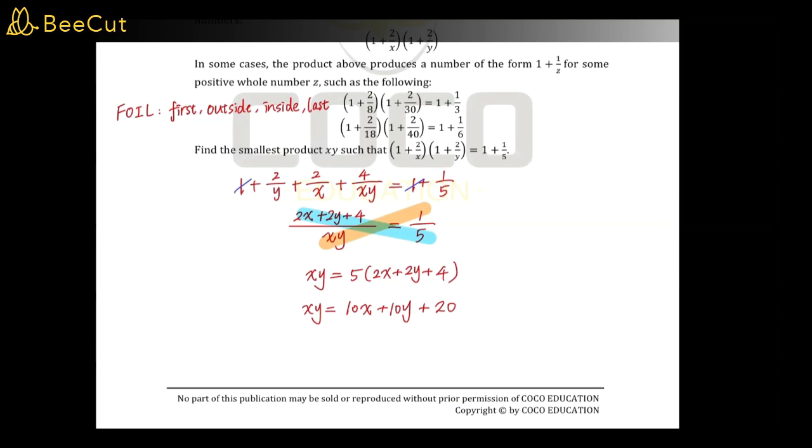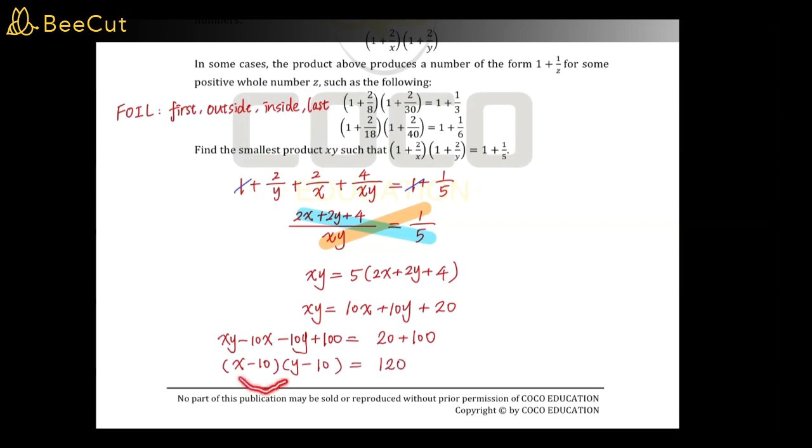Right, so we need to rearrange the numbers. Let's place the 10x and 10y on the other side. So xy minus 10x minus 10y equals 20. Now I'll add another term, 10 times 10. So I'll add a 100 here, add a 100 here. Because now I can factorize the left-hand side: x minus 10 times y minus 10 equals 120.